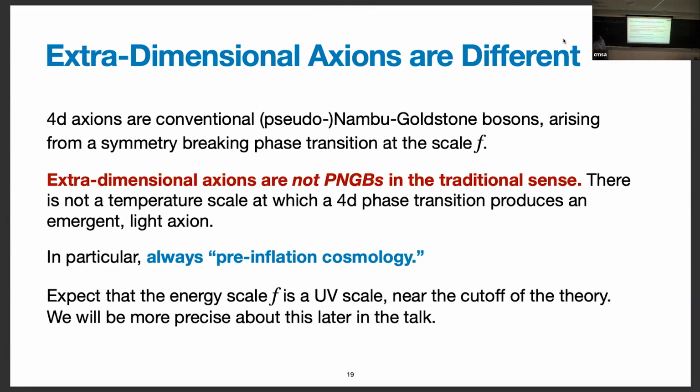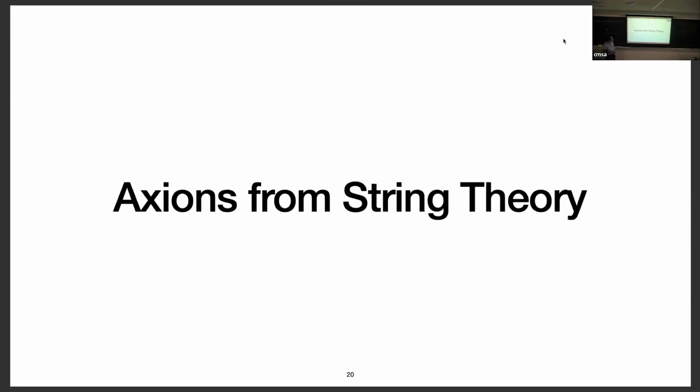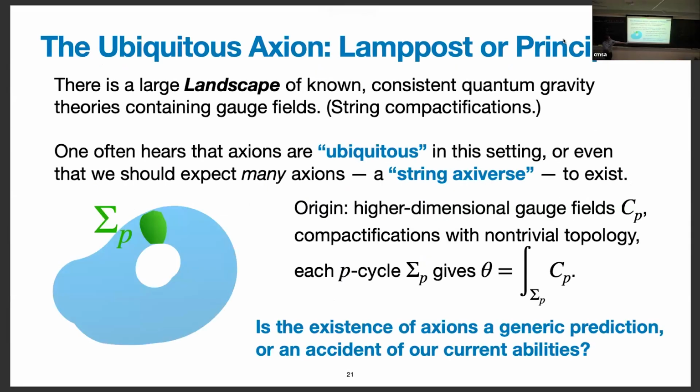And so if you're familiar with the discussion of axion cosmology in terms of pre versus post-inflation, these models are always pre-inflation axions in cosmology. We expect the energy scale associated with the axion is some sort of UV scale, and I'll try to be more precise about that as I go along. Okay, so that was sort of general field theory comments about extra dimensions. Now let me say some things about string theory.